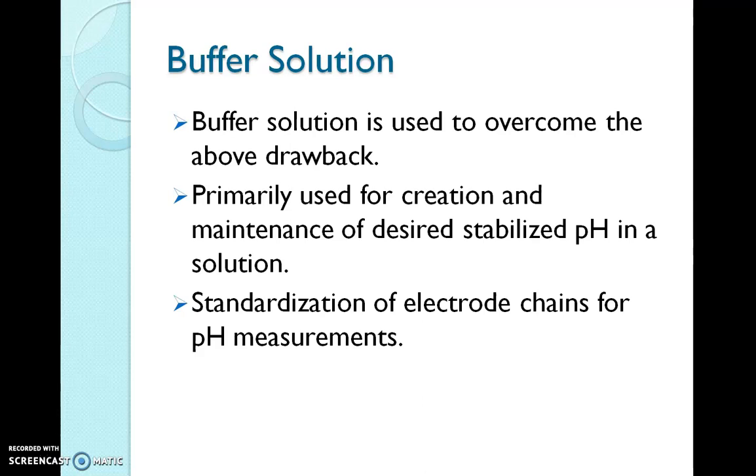Buffer solutions used in blood pH measurements are 0.025 molar potassium dihydrogen phosphate with 0.025 molar disodium hydrogen phosphate. The solution has a pH value of 6.840 at 38 degrees Celsius and 6.881 at 20 degrees Celsius. Next one is 0.01 molar potassium dihydrogen phosphate with 0.04 molar disodium hydrogen phosphate. This buffer has a pH value of 7.416 at 38 degrees Celsius and 7.429 at 20 degrees Celsius.